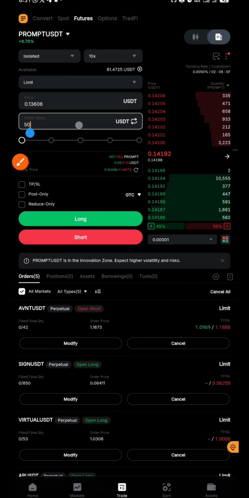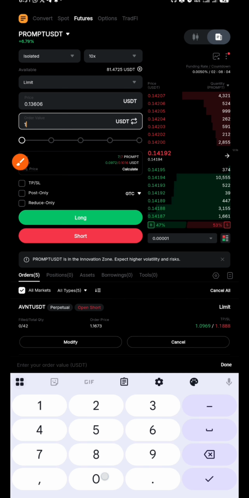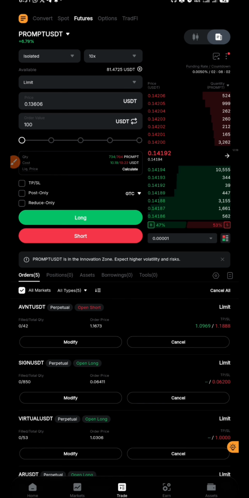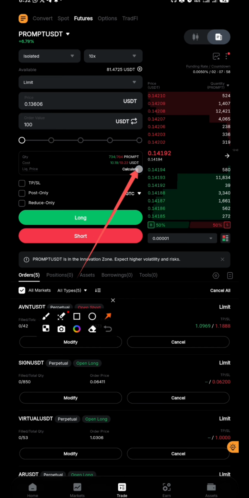Now if I change this to 100, you see that the cost and everything will change as well. Now it will cost me $10 to enter this trade. Now let's say we are entering this trade with $10.